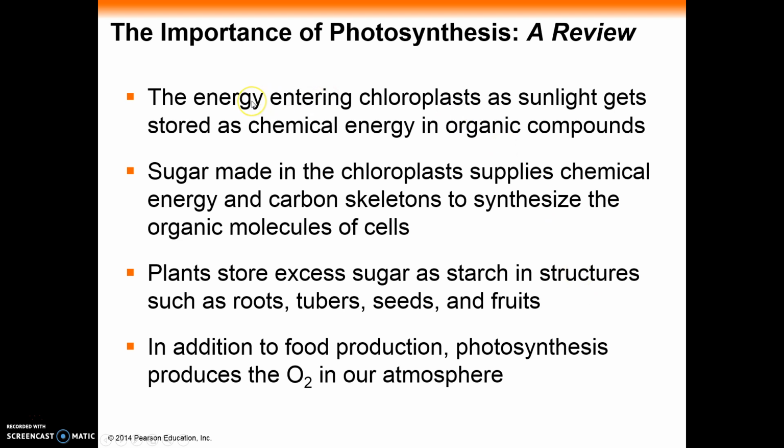All right, so an overview of photosynthesis. Energy entering chloroplasts as sunlight gets stored as chemical energy in organic compounds. So sugar made from chloroplasts supplies chemical energy and also supplies the carbon skeleton to produce everything the cell needs. Plants can store that sugar if they want to. And as a side product of this, molecular oxygen is produced, which we desperately need.